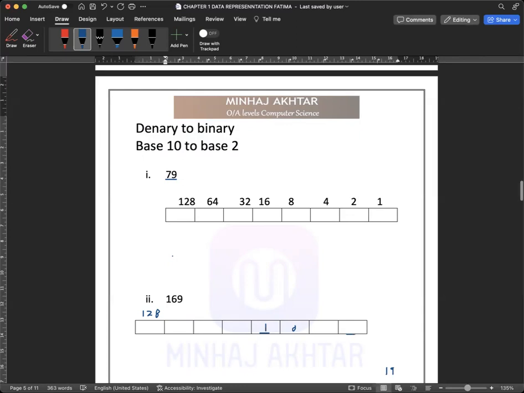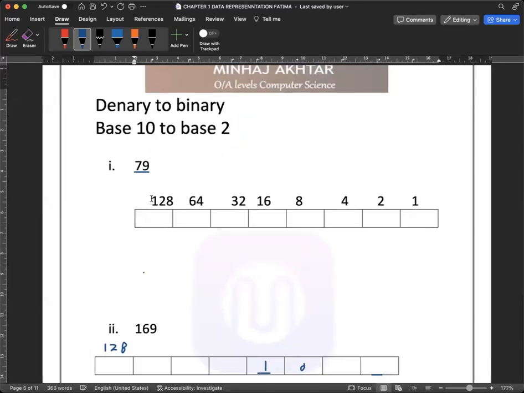Okay, now the thing is reversed. We need to see which numbers are added together to form 79. Which numbers are added together to form 79? Can we take 128? No, because 128 is a very big value. Can we take 64? Yes, 64 is smaller than 79. So I'm taking it, 1. Okay, can we take 32 with 64?